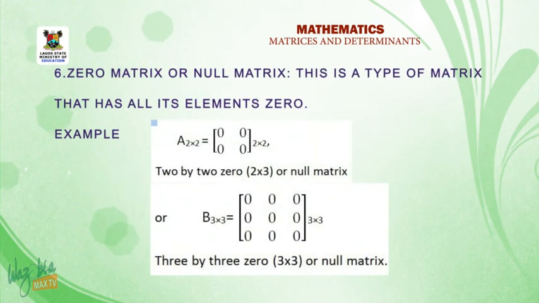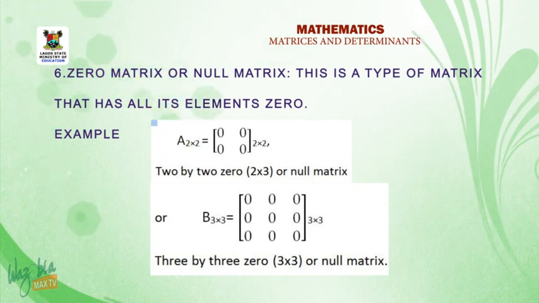6. Zero matrix or null matrix. This is a type of matrix that has all its elements zero. Examples. A is equal to matrix 0, 0, 0, 0, a 2 by 2 zero or null matrix. Or B is equal to matrix 0, 0, 0, 0, 0, 0, 0, 0, 0, a 3 by 3 zero or null matrix.